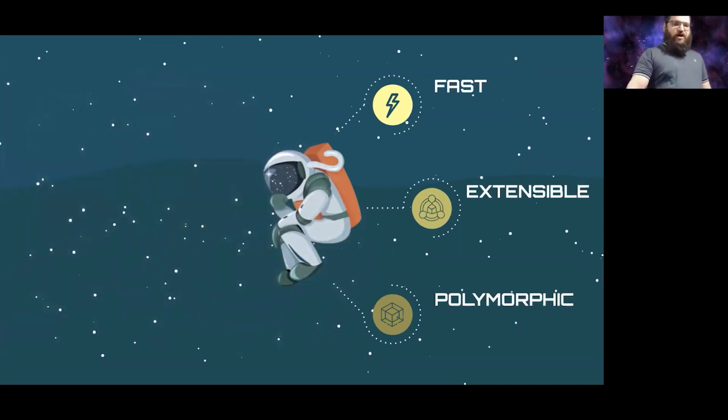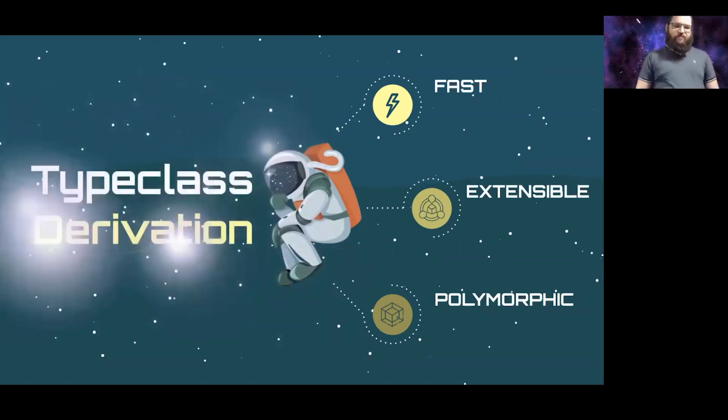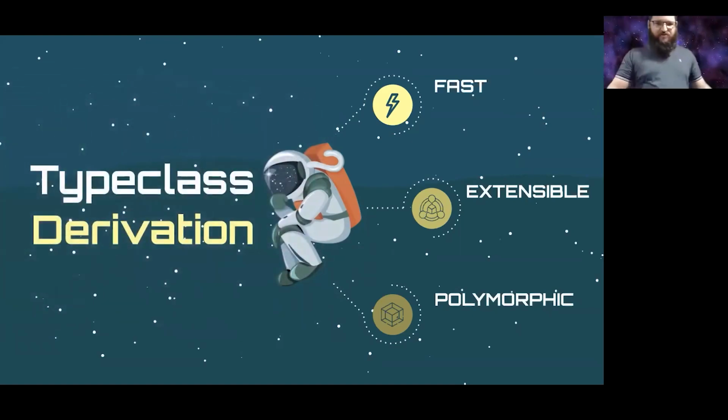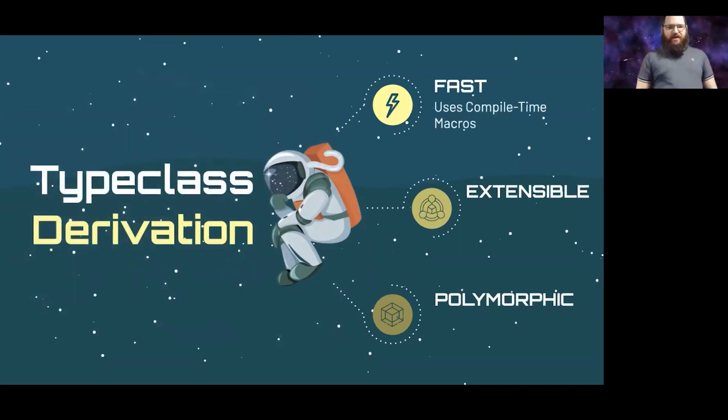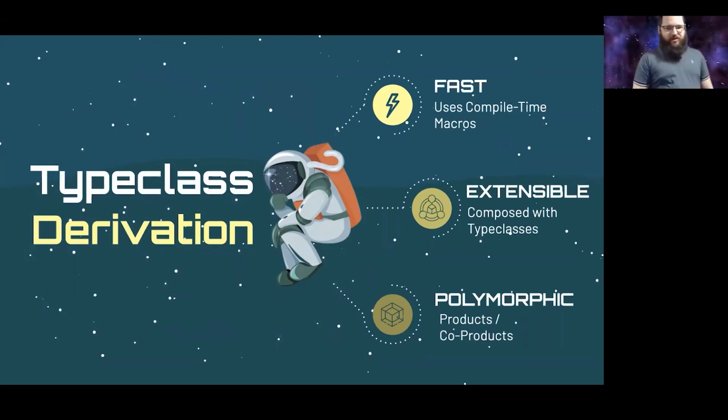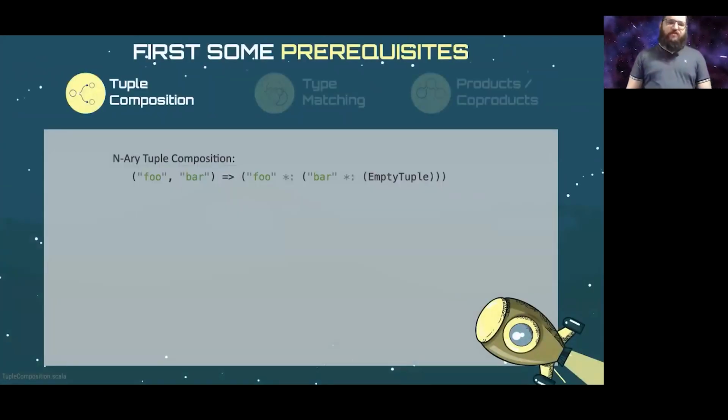So this is essentially what generic derivation is. This is generic derivation, type class derivation. That's what this thing is, right? So it's fast because at the end of the day, it's built on top of compile time macros. It's extensible because it's composed with type classes, and it's polymorphic because it uses coproducts to achieve the polymorphism, which we will go into very soon. First, however, we need some prerequisites. And so what I will show you a little bit later won't look like complete sorcery or gobbledygook.